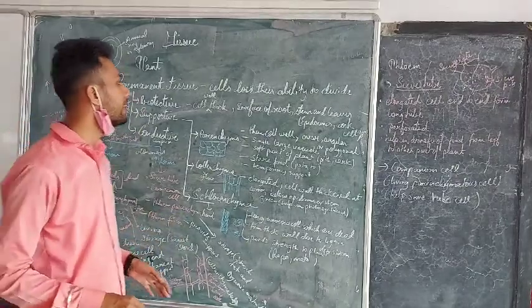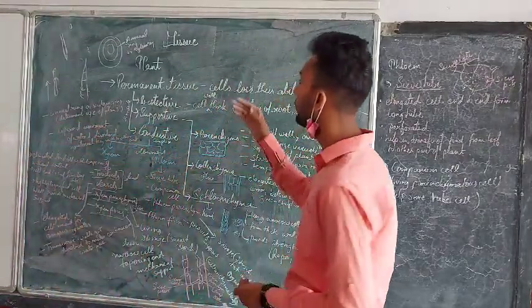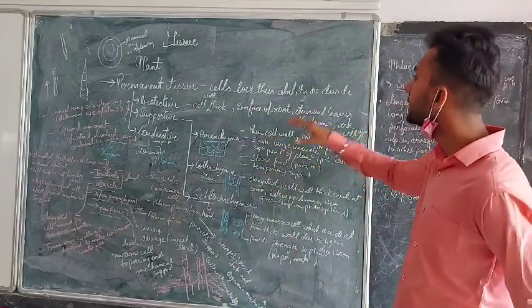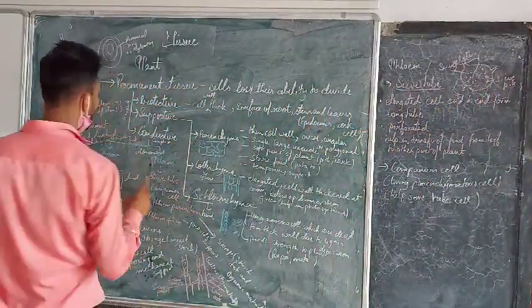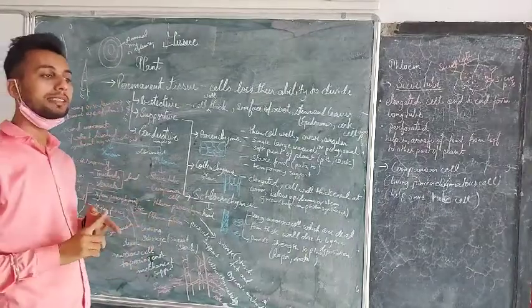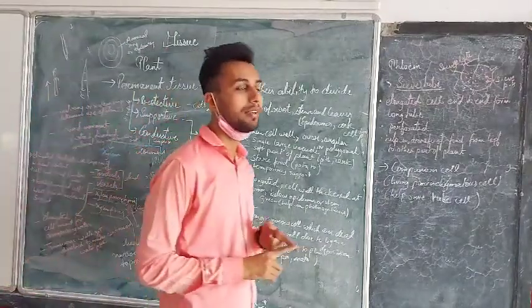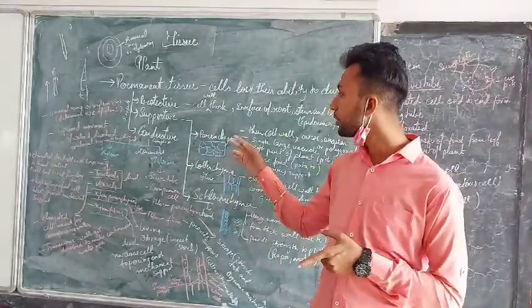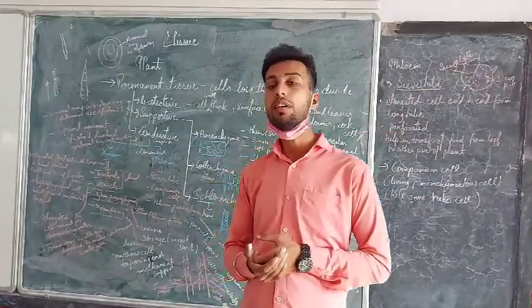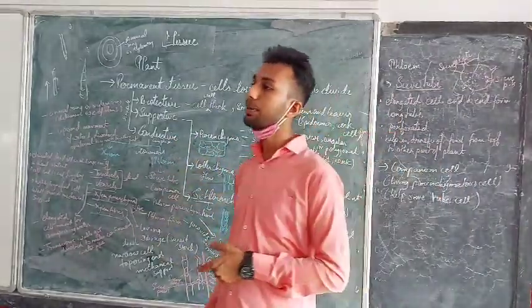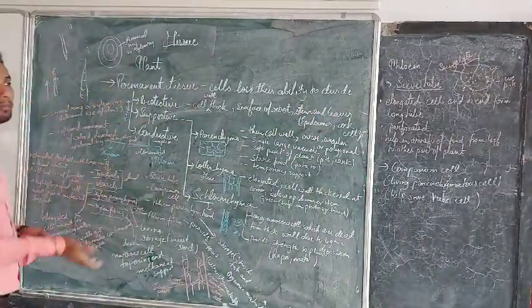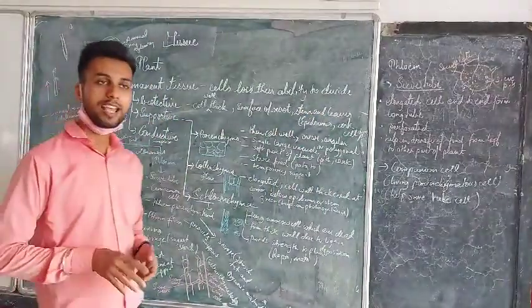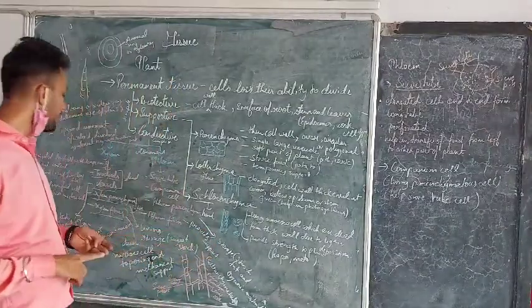So what we had studied in this chapter, in the permanent tissue topic, is that the cells which have lost their ability to divide are called permanent tissue. They are of two types. Under simple permanent tissue, we learned about the protective and supportive tissues, and in the complex tissue, we learned about the conductive tissue. Conductive tissue means transportation, upward or downward, that is xylem and phloem. Xylem is of four types: tracheids, vessels, parenchyma, and fibers.